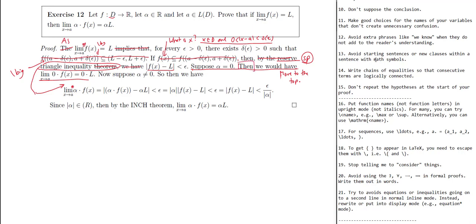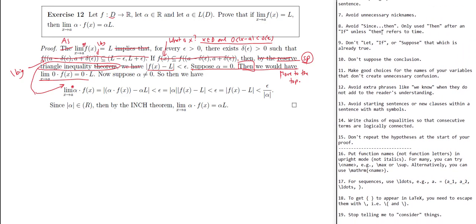Now, one thing I will say right here, there's a "then." Okay, so let's go to our little list. This is number 8. We use "then" with ifs. We're not starting our sentences with "then." Okay, so now you can jump back into the alpha not equal to 0 case.